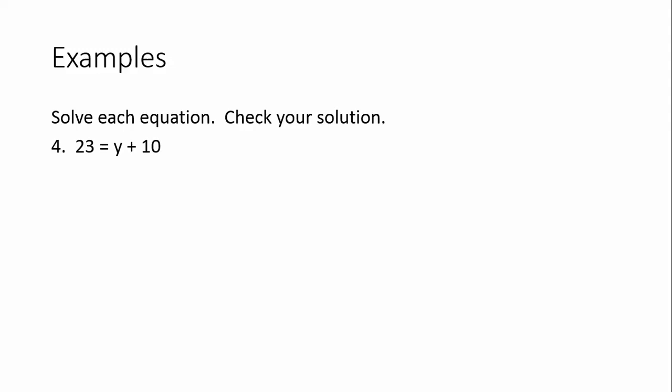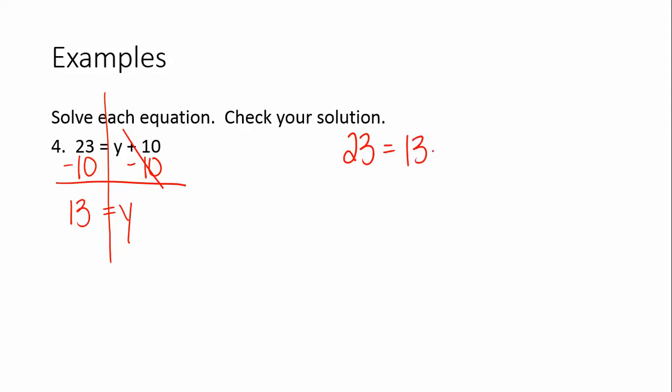So let's solve a few more now using the subtraction property of equality. So now we see addition of 10. The opposite of adding 10 is going to be subtracting 10. Remember, we're always trying to isolate the variable. That's why we're subtracting the 10 and not the 23. We want the y to be by itself, which means we need to undo adding 10. So here we get 13 equals y. We're going to check our solution by plugging 13 back in for the variable. So that's 23 equals 13 plus 10.